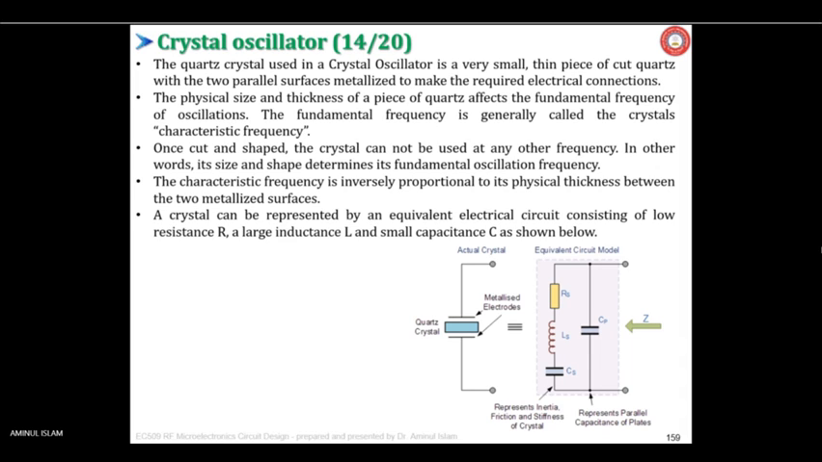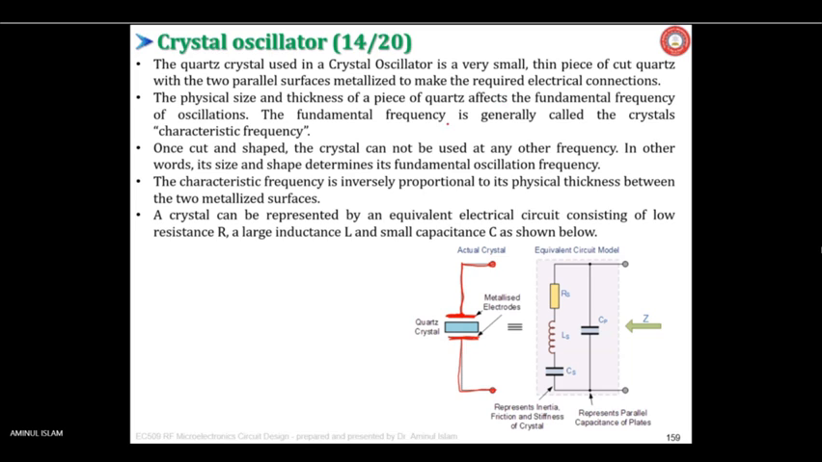The quartz crystal used in a crystal oscillator is a very small, thin piece of cut quartz with two parallel surfaces. This is one surface, another surface is metallized. To make the required contact, you have to make a contact here. So you have metallized and a contact is given so that you can connect to another circuit terminal.